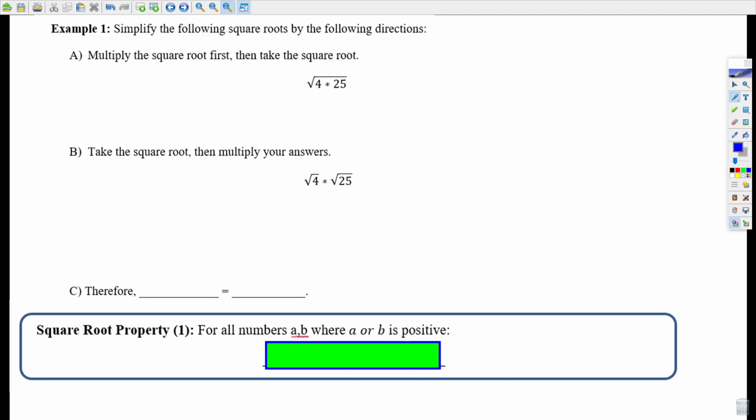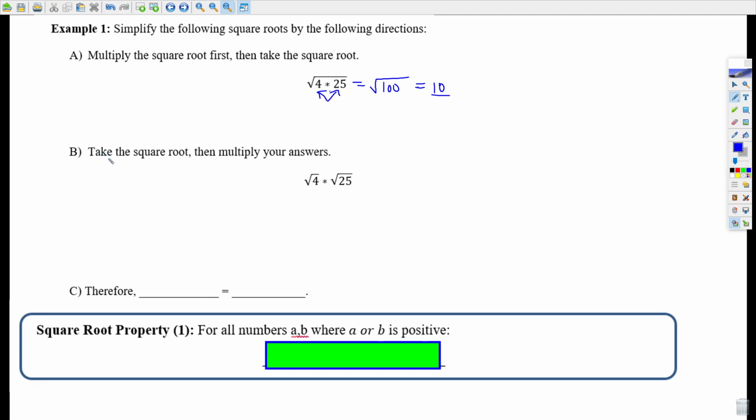So we have part A, multiply the square root first. So we're going to multiply these together, and then we're going to take the square root. So it just kind of tells us the order of how we're going to do this. We're going to multiply these two numbers together and get 100. Then if we take the square root of that, we get 10. Simple enough, and that's your answer.